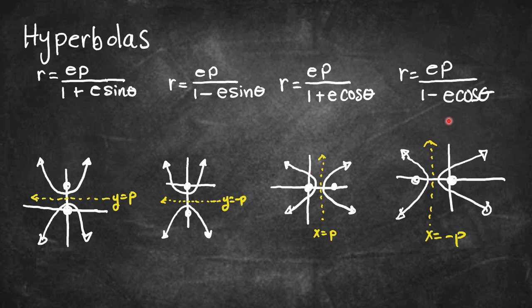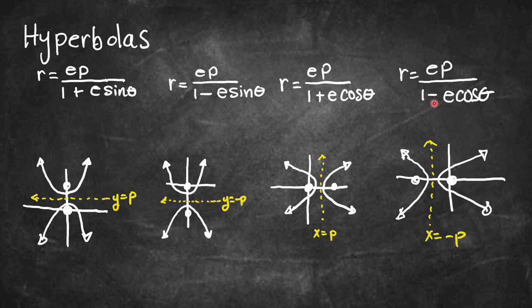When we have cosines in the denominator, then we know that the major axis is going to be running sideways, horizontal. So now my hyperbola is going to open to the right and to the left, and my foci are going to lie on that major axis. But the plus tells me that the directrix is going to be to the right of the origin, meaning it's going to be positive. So for this example, it's going to be a vertical line at x equals positive p because it's to the right of the origin.